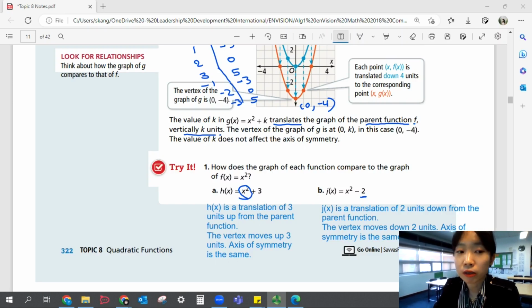We've already gone through the transformations, so this shouldn't be too hard, but it should be a good review of what we learned in the transformation topic. And we're just focusing on the quadratics.